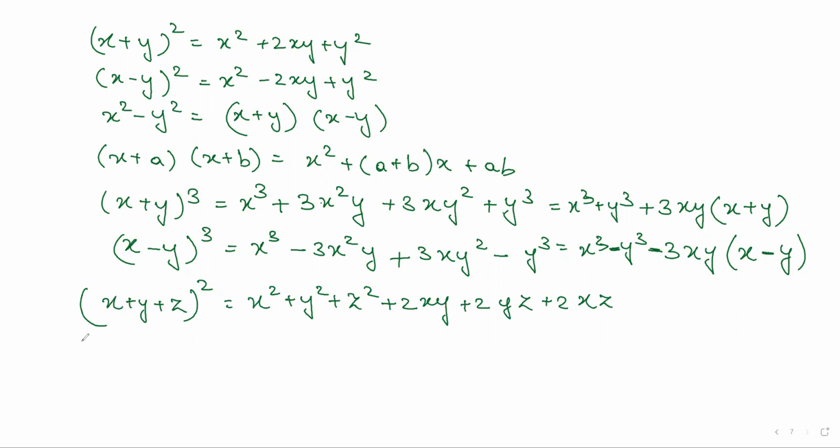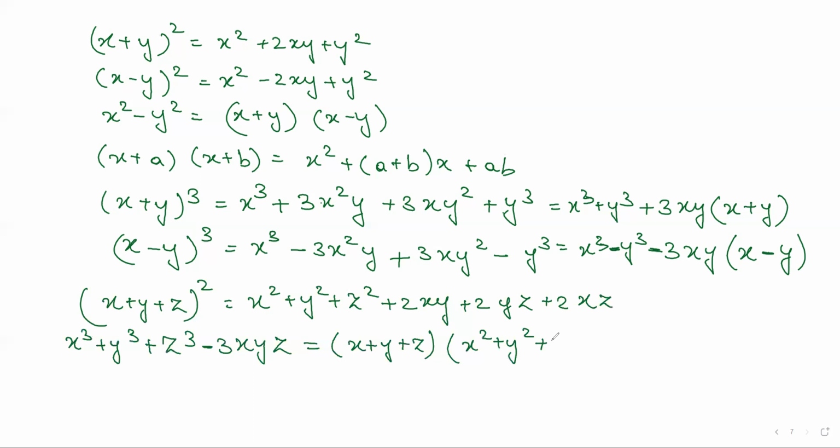Next is x³ + y³ + z³ − 3xyz. This value will be equal to (x + y + z), first factor, and second factor, x² + y² + z² − xy − yz − xz. Now, apart from these, there are two more formulas that you should know about.